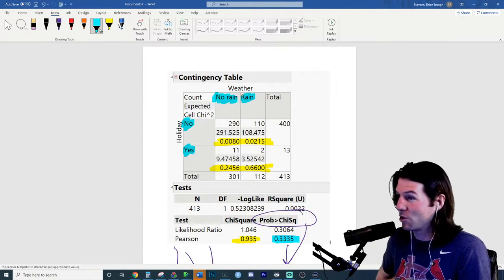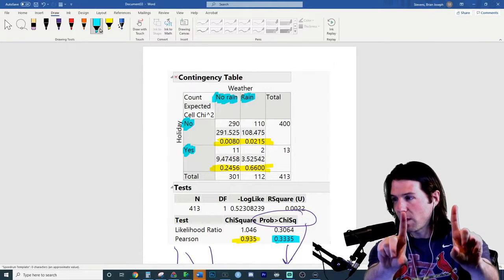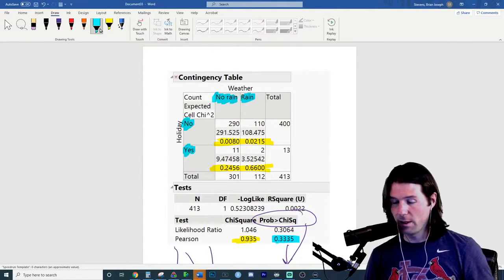Caitlin's got the degrees of freedom. Brian, that's a 2 by 2. There's 1 degree of freedom. 2 by 2, and you drop each one by 1. 1 times 1 is 1.